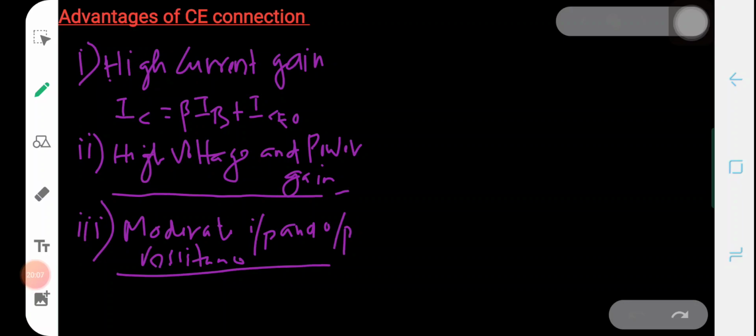So these three factors, that is high current gain, high voltage and power gain, and moderate input and output impedance ratio or resistance, make this common emitter transistor connection suitable for most of the practical applications.